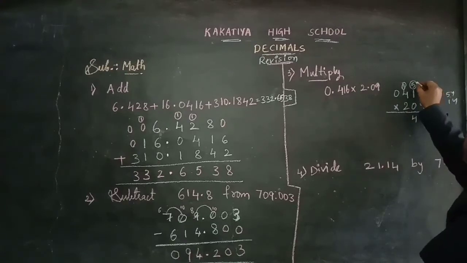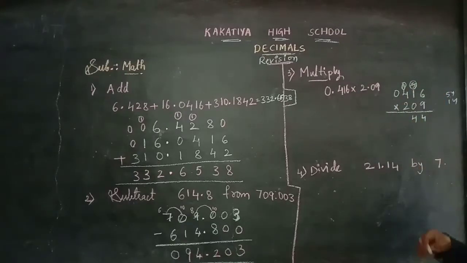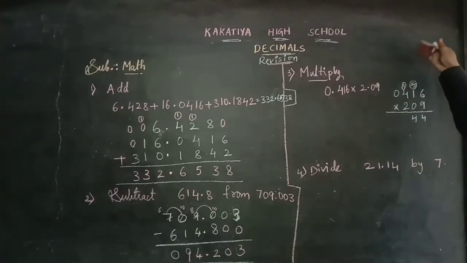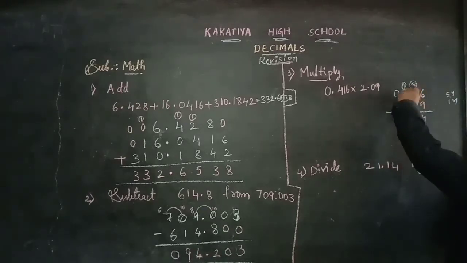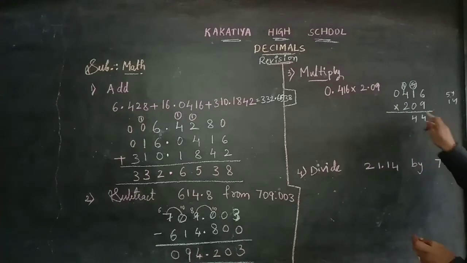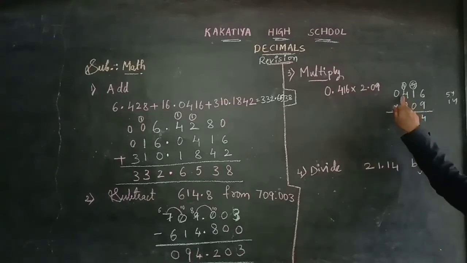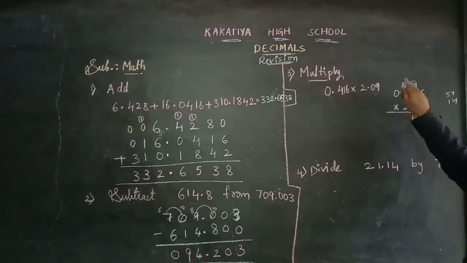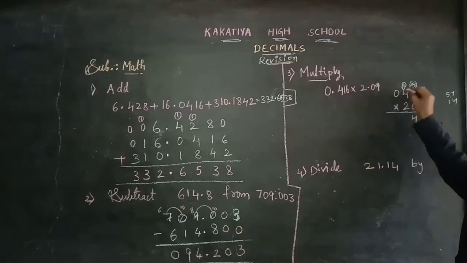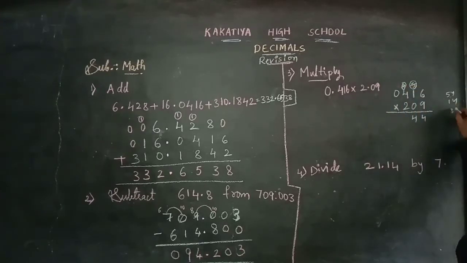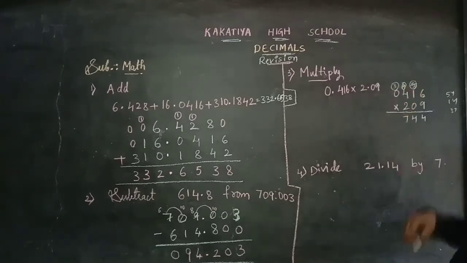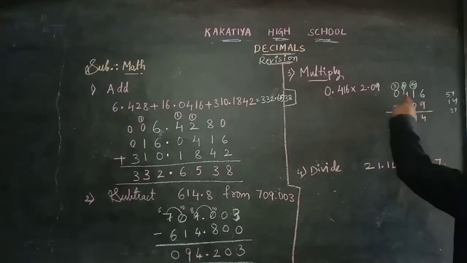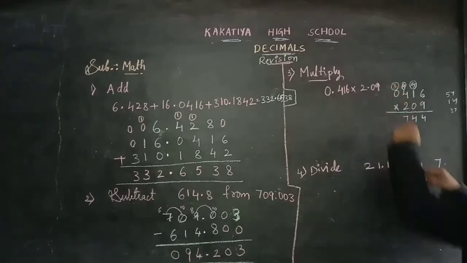Now after adding this carry you can cancel children. Why? Because if you get more carries upon that you will get confused to add. So after adding, immediately you can cancel this. Now 9 4s are 36. 36 plus 1, so 37. 37 again is a 2 digit number: 7 here and 3 carry here. Okay. Now 9 zeros are 0. 0 plus 3 is 3.